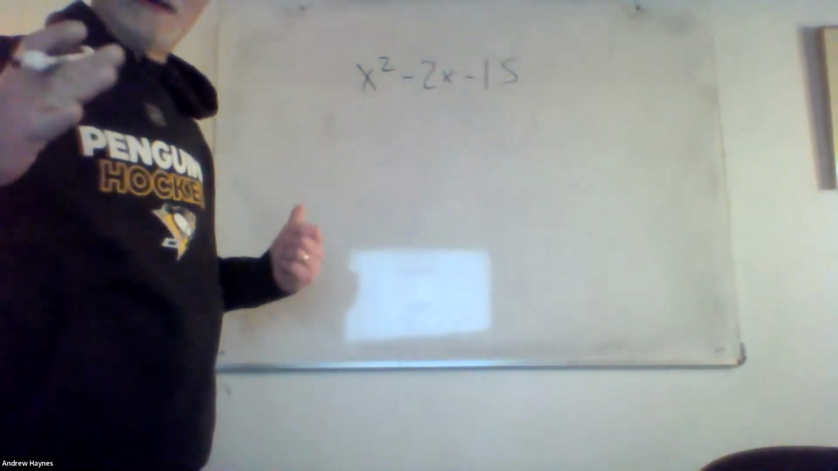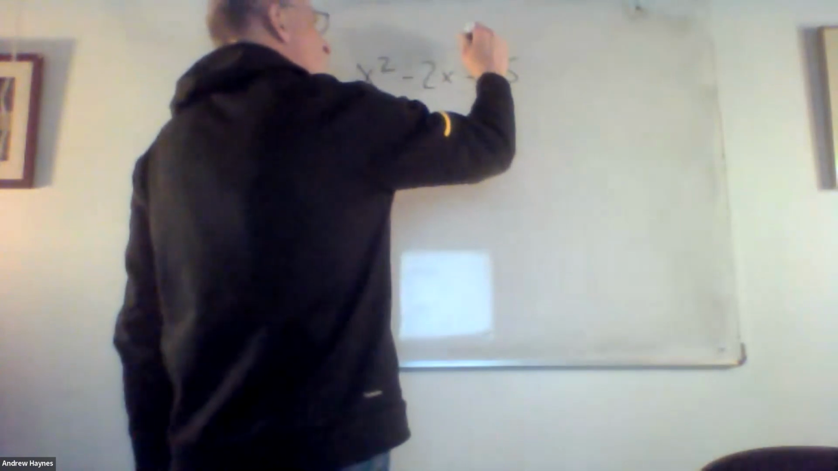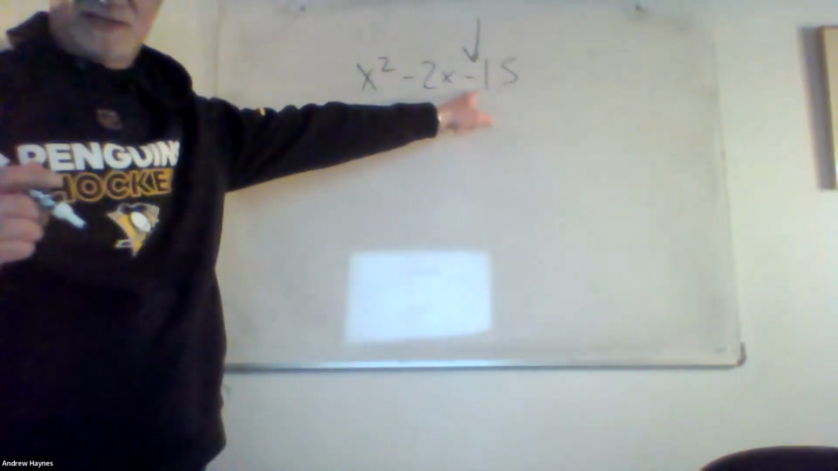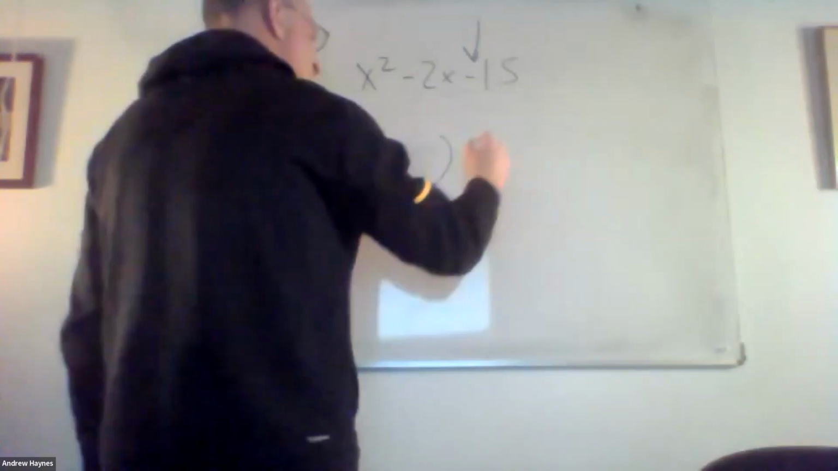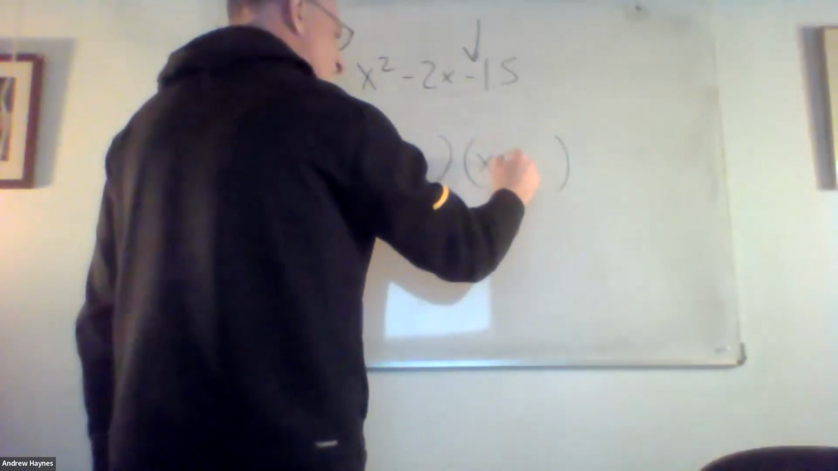So the first thing I always tell people to do is look at the signs. So look at the last sign first. You see it's a minus, right? So you know that it's going to be an x plus and an x minus. So that's a given.